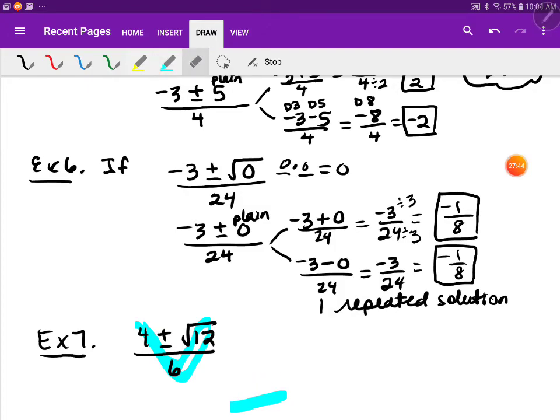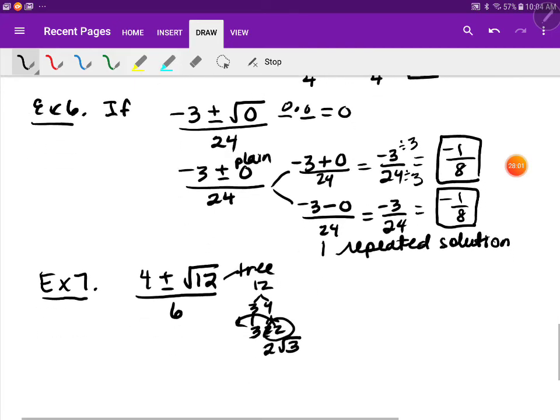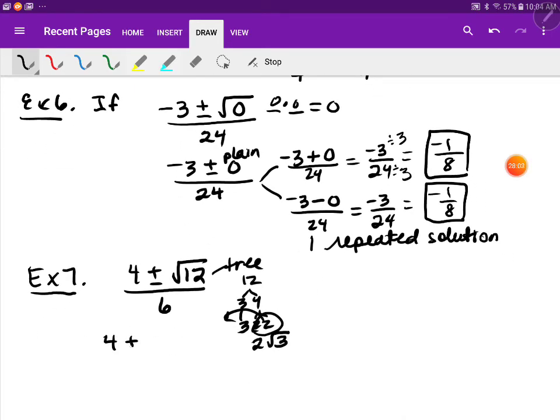So what you have to do is you have to get a front number to allow yourself to do that. So first you're going to make a tree. So 12, that would be what? 3 times 4, 2, 2, 3. 2 comes out, 2 square root 3. Okay, and if you're not very good at that, you want to definitely practice that in another video. You practice it a little bit in section 9.1 for me.